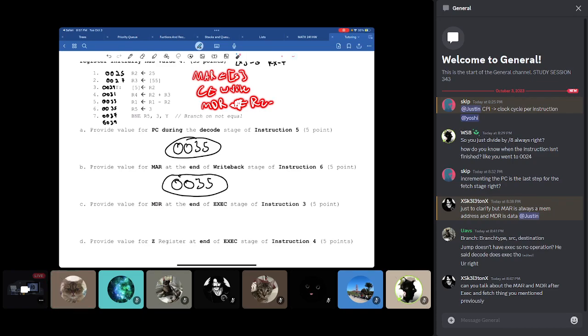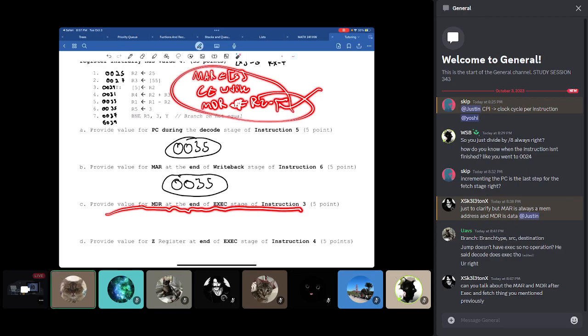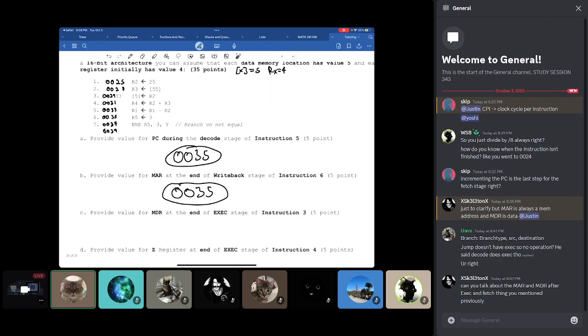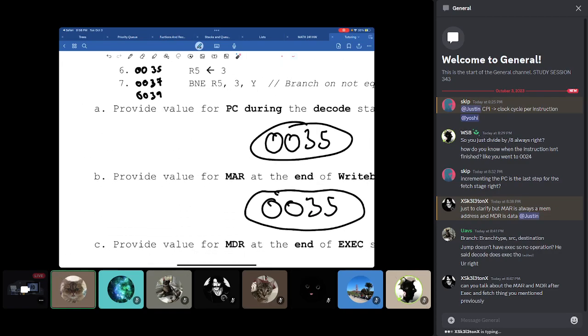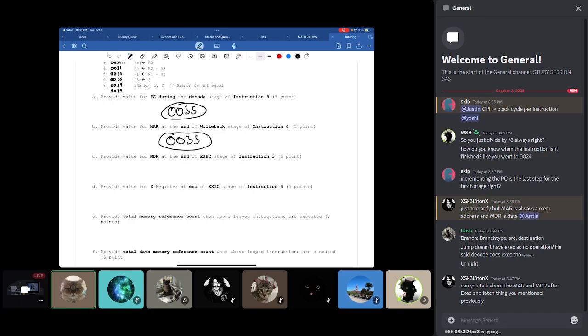So it says provide the value of MDR at the end of the exec stage. Right? This is the end of the exec stage. We're done with exec at this point right here. MDR stores R2. What does R2 store? Well, it says it right here: 25. So the answer here is going to be 25. Are there any questions about that?